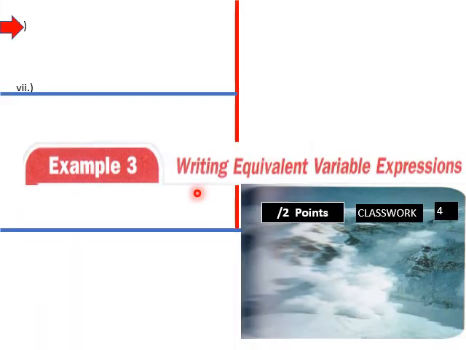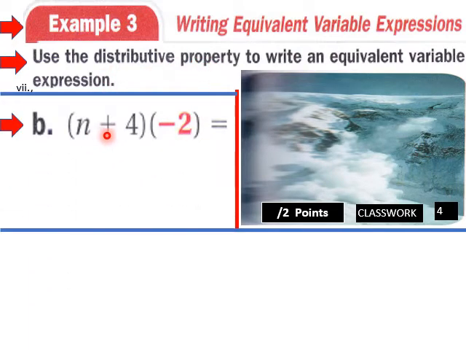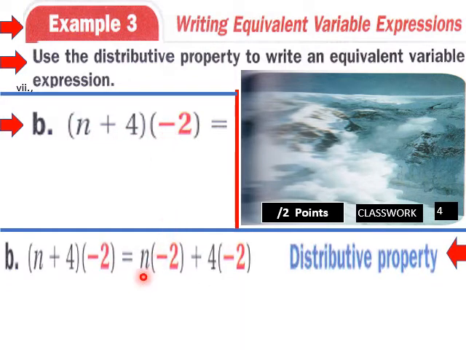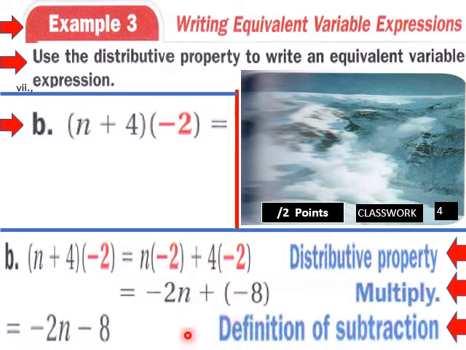Let's try another one. Use the distributive property, write an equivalent variable expression for quantity n plus 4 times negative 2. For that one, we just multiply negative 2 to each element inside the parentheses. And we have n times negative 2 plus 4 times negative 2. And then when you simplify that out, you get negative 2n plus negative 8 or negative 2n minus 8. So that'd be a definition there of subtraction, when you add the opposite of. So there it is. This equals this.